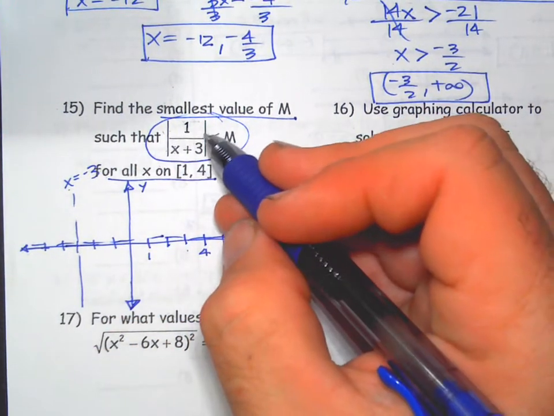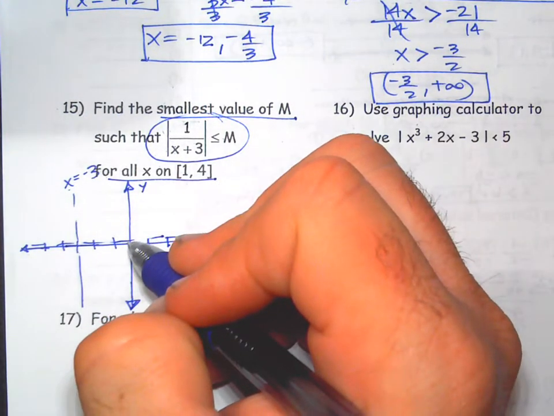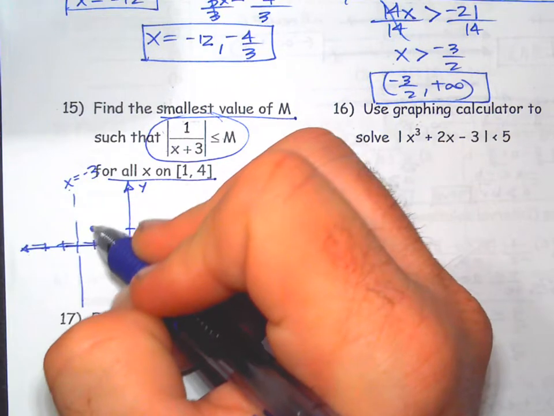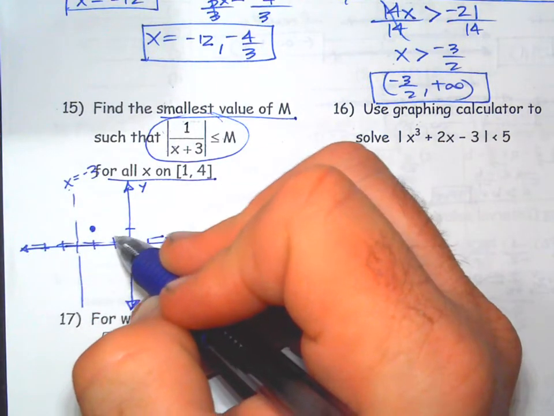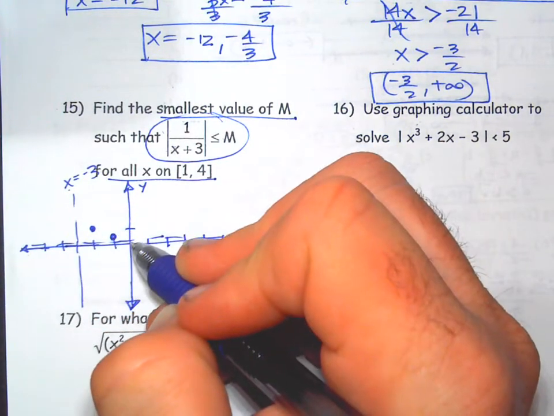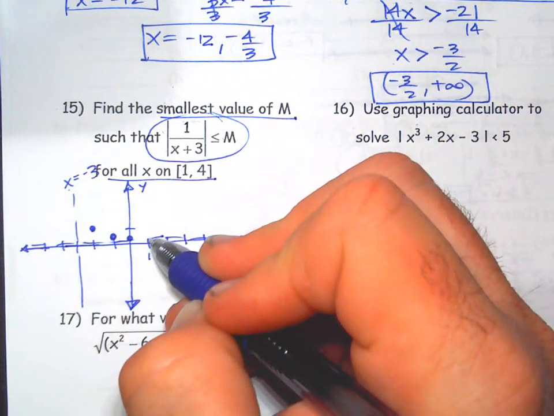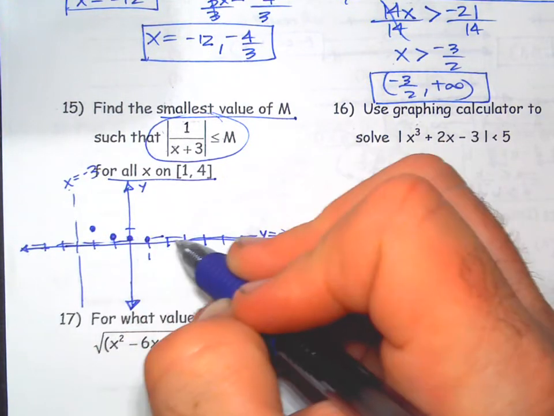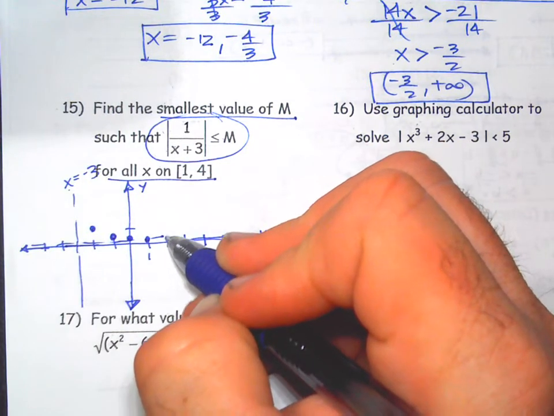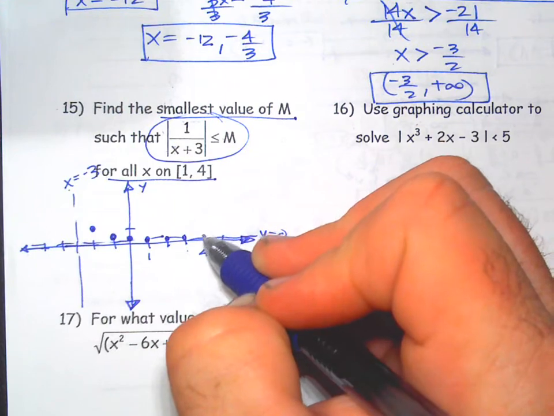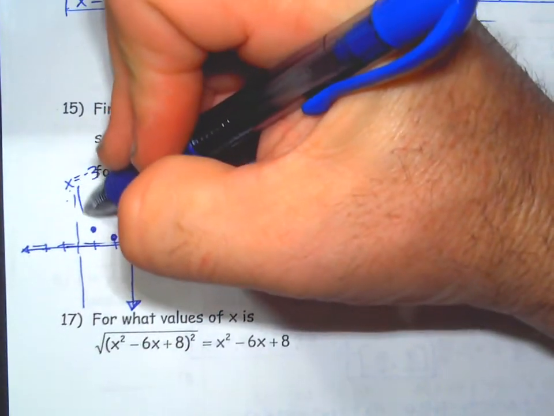You can plug some numbers in. If you plug negative 2 in, you get positive 1. You plug negative 1 in, you get 1/2. You plug 0 in, you get 1/3. You plug 1 in, you get 1/4. Plug 2 in, you get 1/5. You plug 3 in, you get 1/6. Plug 4 in, you get 1/7. So the graph is going like this.